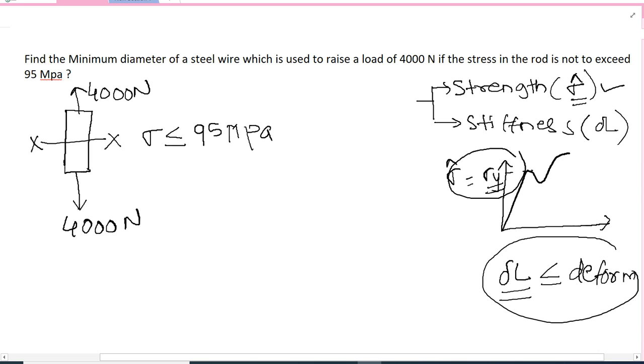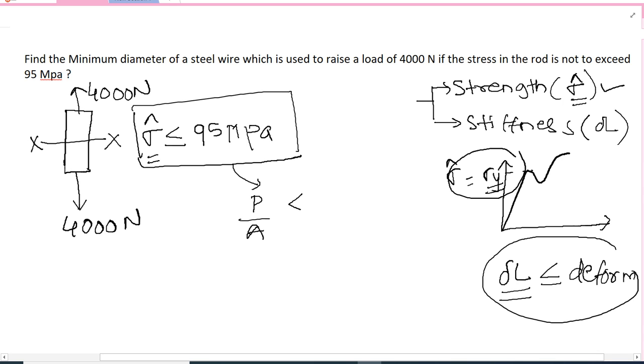So this sigma cap they have given as 95 megapascal. We need to ensure that the stress should not exceed this. So this is how the diameter of this rod has to be calculated. Based on this condition we know that stress is nothing but load upon area. It should be less than 95 megapascal. Megapascal I can write as Newton per millimeter square. So load given is 4000 upon area, which is pi by 4 d square.